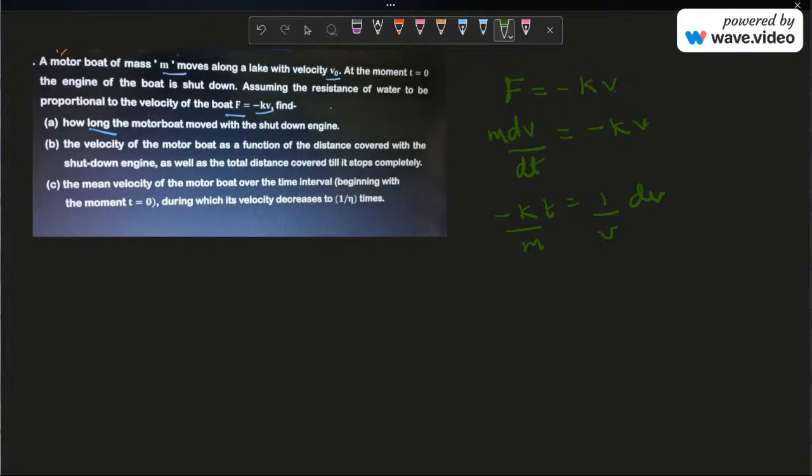So its integration is ln v, and there is some problem in the limits. Limits can't be put 0. There is no meaning of ln 0. So this question will be on me. I will find out the solution and then send it to you.